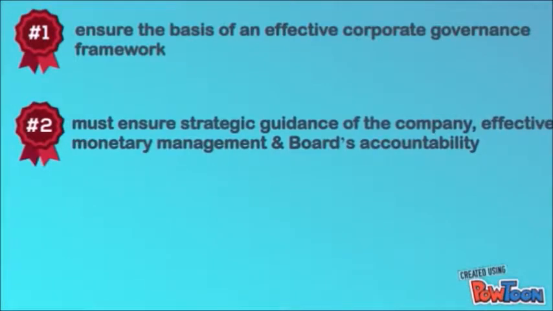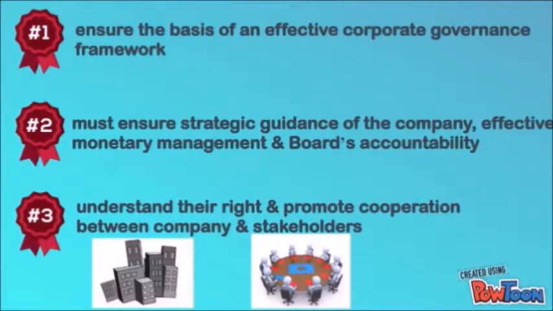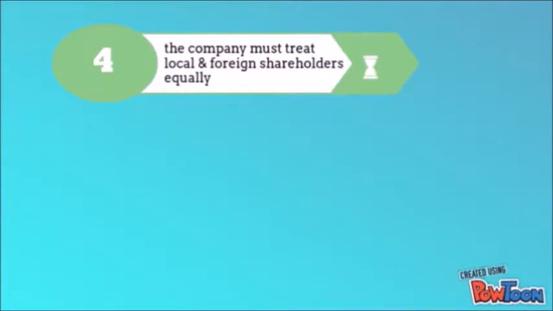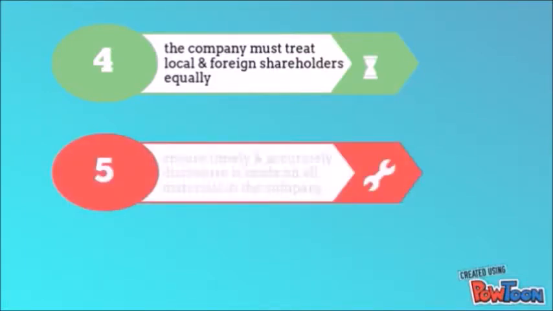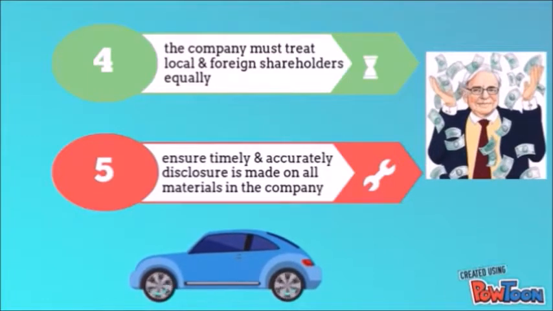Responsibilities of the board. Must ensure strategic guidance of the company, effective monitoring of management and the board's accountability to the company and stakeholders. Roles of stakeholders. Understand their rights and promote cooperation between the company and stakeholders. Fourth, equitable treatment of shareholders. The company must treat local and foreign shareholders equally. Fifth, disclosure and transparency. Ensure timely and accurate disclosure is made on all material matters in the company.